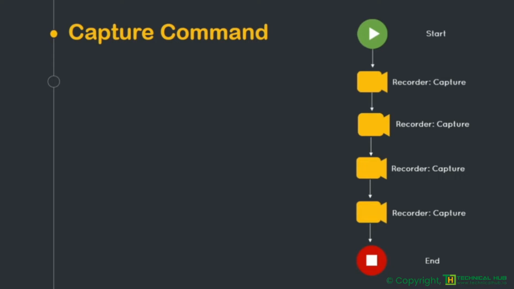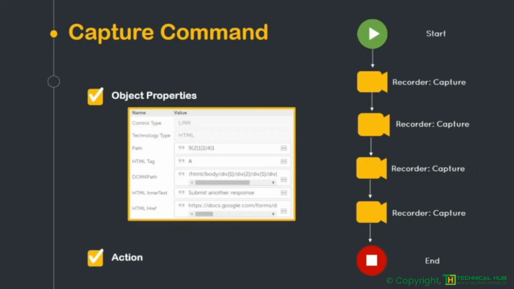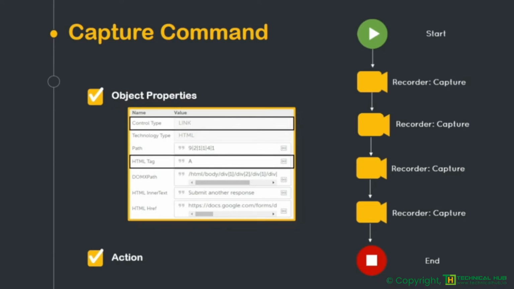To work with the capture command, we need to have a basic understanding of object properties and actions for the bot to do with the captured object. So let's try to understand these. Object properties. When you select an object to capture, the universal recorder collects data on the object's properties to identify the object during runtime. You can do the following with the object properties. The first one, verify that the captured object properties match your intended object. For example, when capturing a table from a website, ensure the control type and HTML tag values are table.